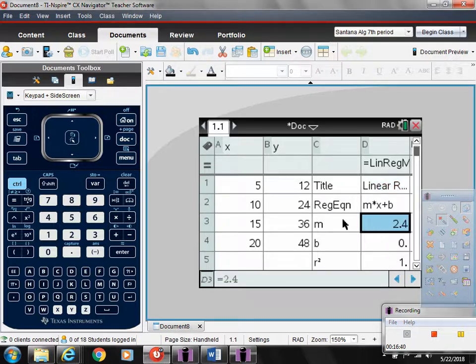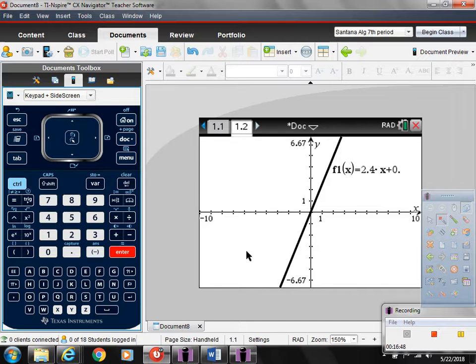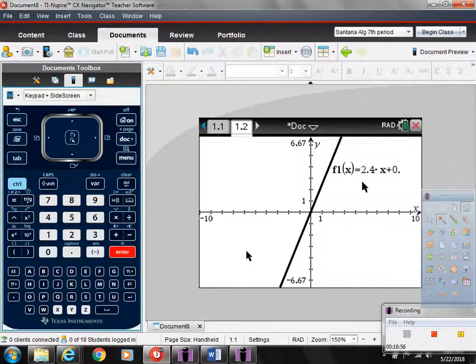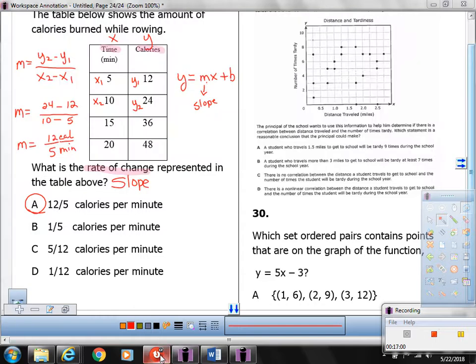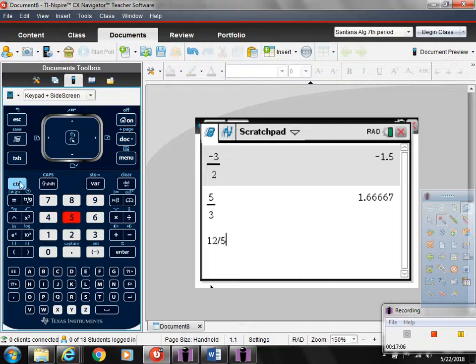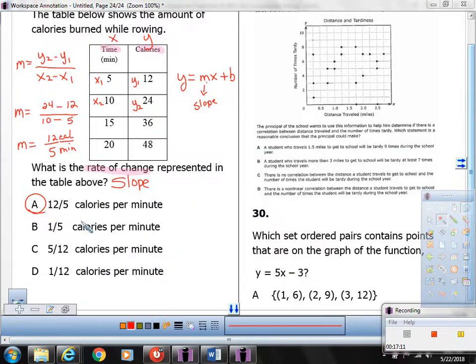But here's my M right here. So my slope is 2.4. So see, now if I went to the graph app and did the up arrow, boom, there's my equation. Okay. So now I know what I did wrong. It's always good to learn from your mistakes. Now, they have a fraction. My answer that I got was 2.4. So all I have to do is go to Scratchpad, take the 12, divide it by the 5, and see if it gives me positive 2.4. There it is. Control Enter. I've got my answer. So this equals the 2.4, and that's exactly what I got when I used the spreadsheet. So check. I'm pretty confident the answer choice is A.